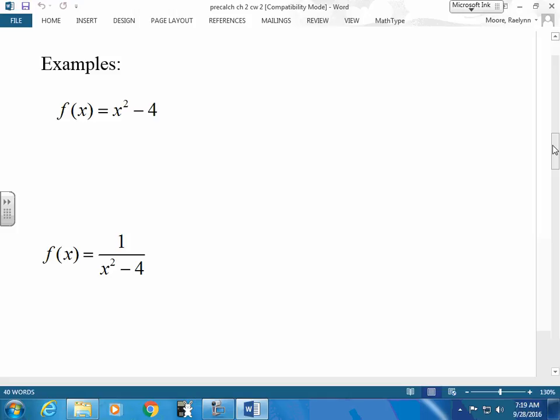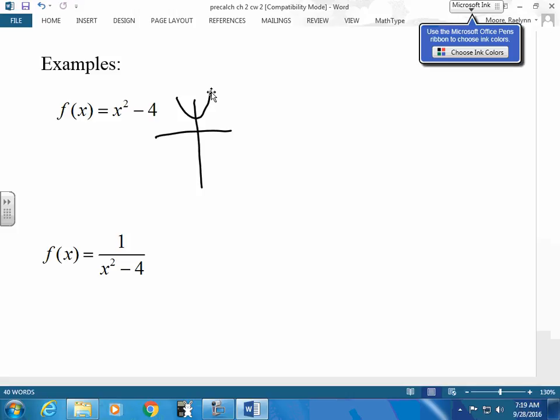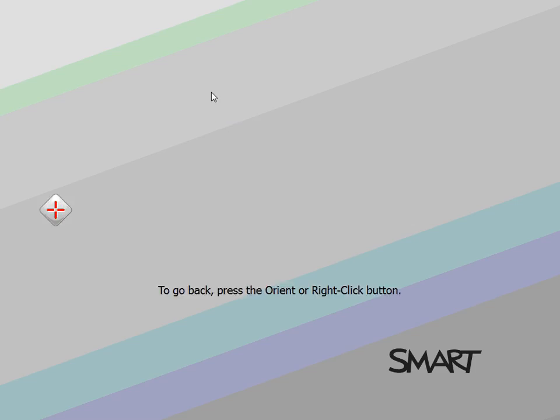Does this have a domain restriction? What's this going to give us if I graph this? Parabola. Which way is it going to open? Up. So we've got a parabola. We graph it. It opens up, starting from -4 down here somewhere. And it opens up. We look in our table and it has no errors in there. Every x we're allowed to use.